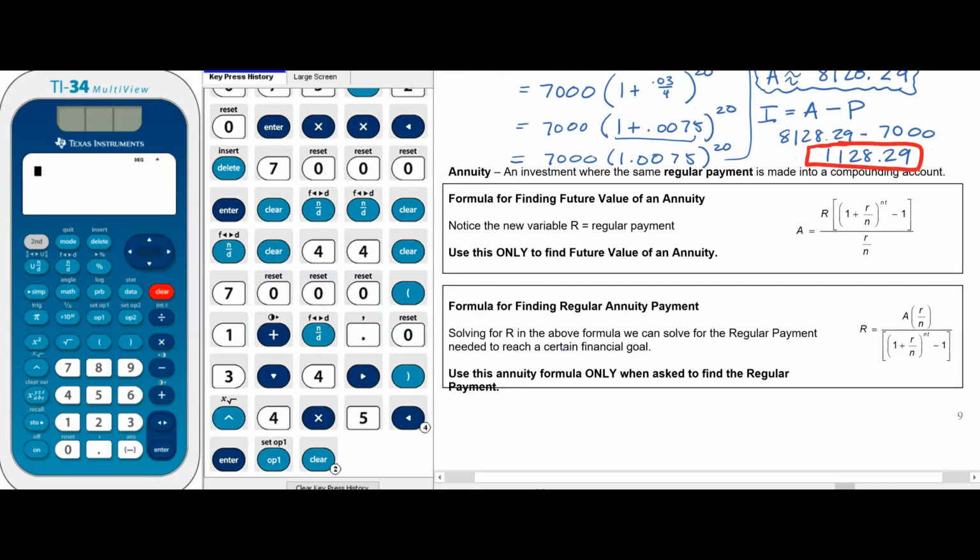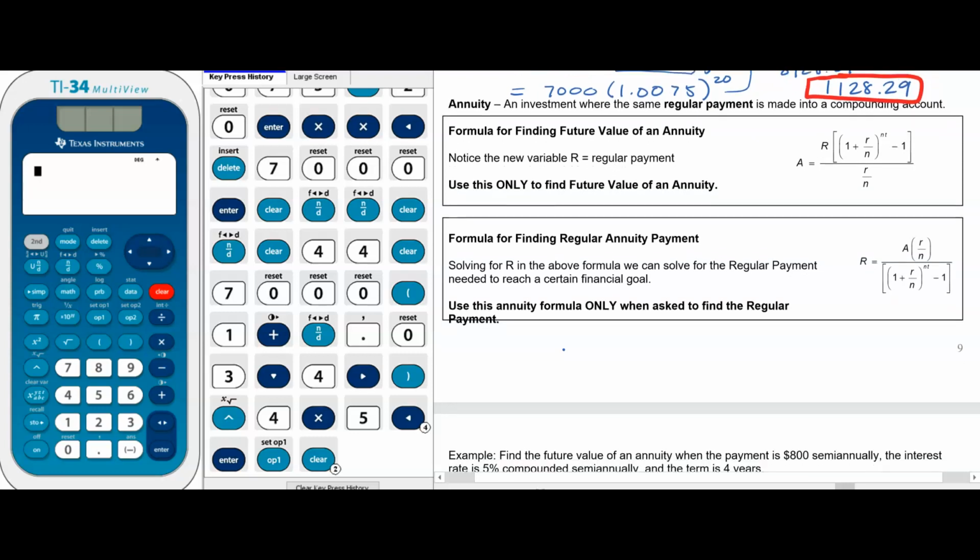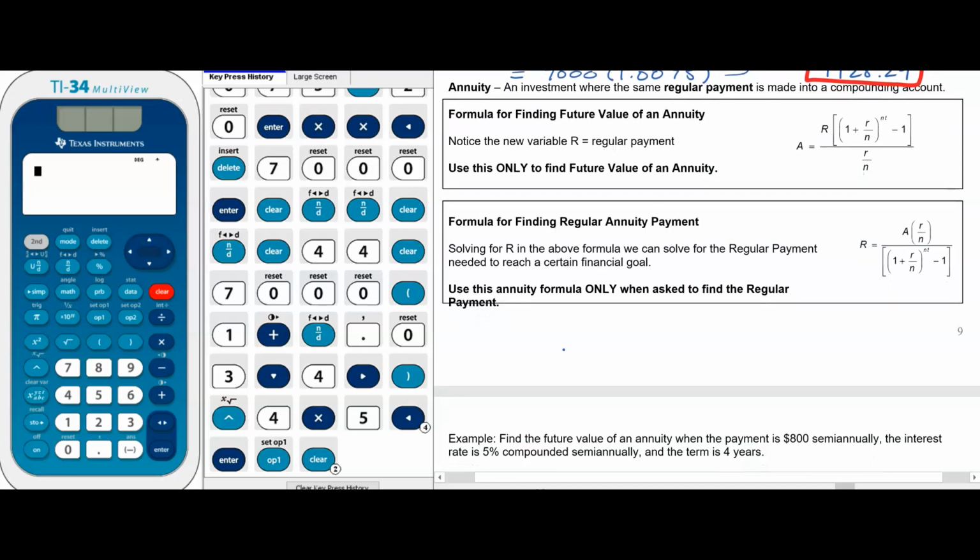So we're going to talk about annuities next. An annuity is a special type of investment where the same regular payment is made into a compounding account. Let me give you an example. Let's say that you wanted to save up for a car and you knew that in 5 years you wanted to be able to buy a car. What you could do is take out an annuity, which is an investment, which would allow you to give money to the bank for the next 5 years and earn some money.